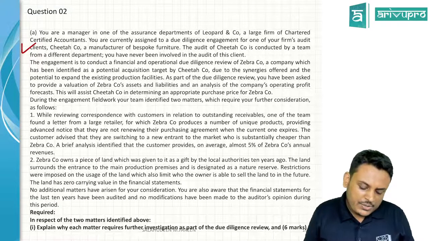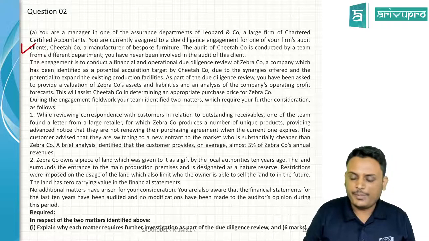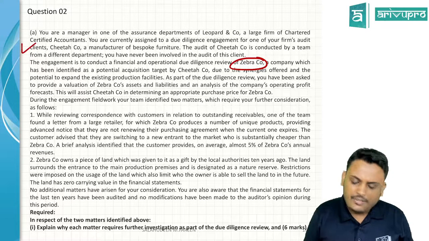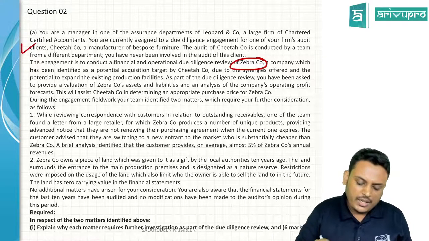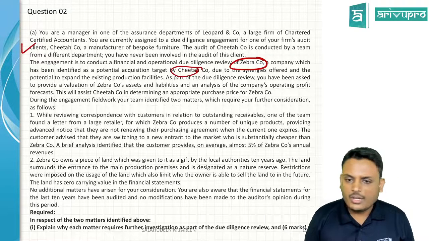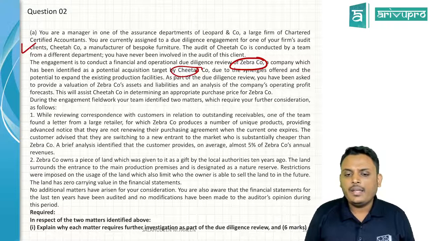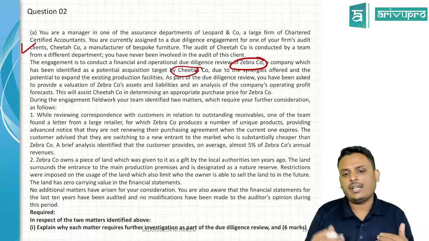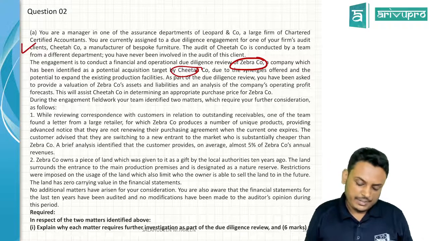The engagement is to conduct a financial and operational due diligence review of Zebra Company. So Zebra Company is the target company, a company which has been identified as a potential acquisition target by Cheetah. So target company, Zebra, investor company, Cheetah. Due to the synergies offered and there is a potential to expand the existing production facility. The reason is what? Synergy.